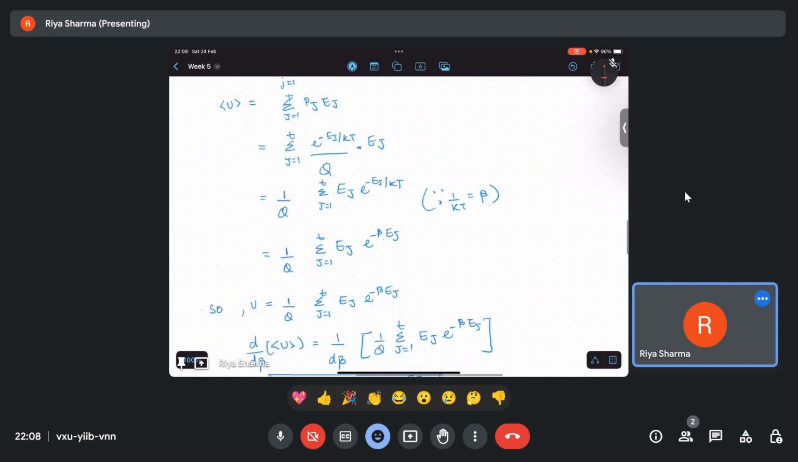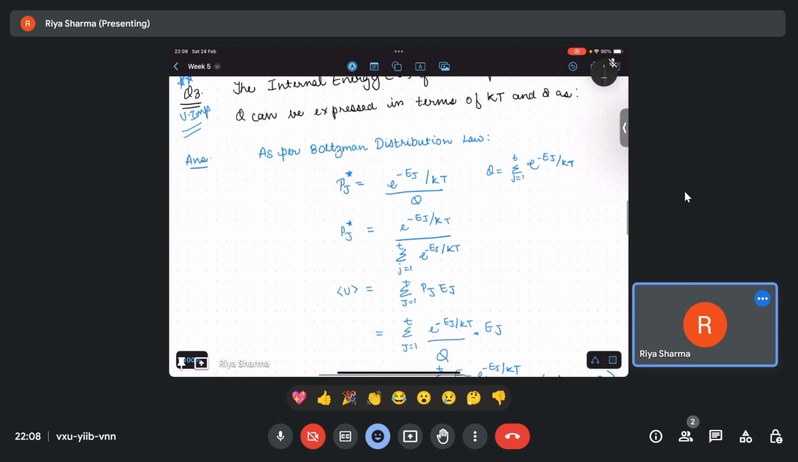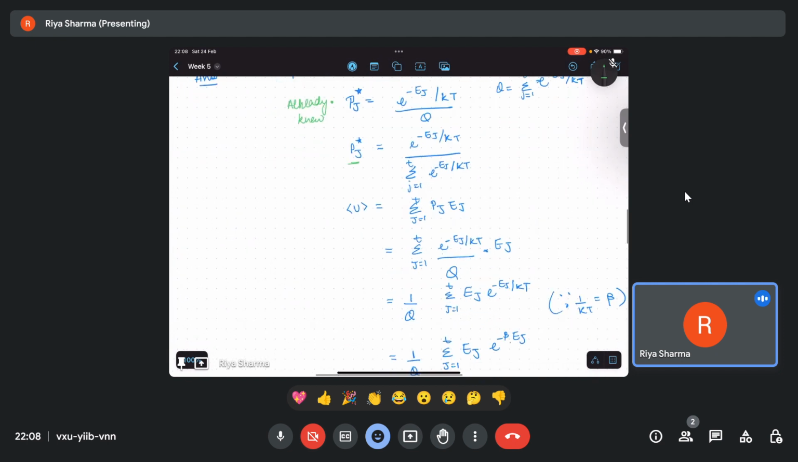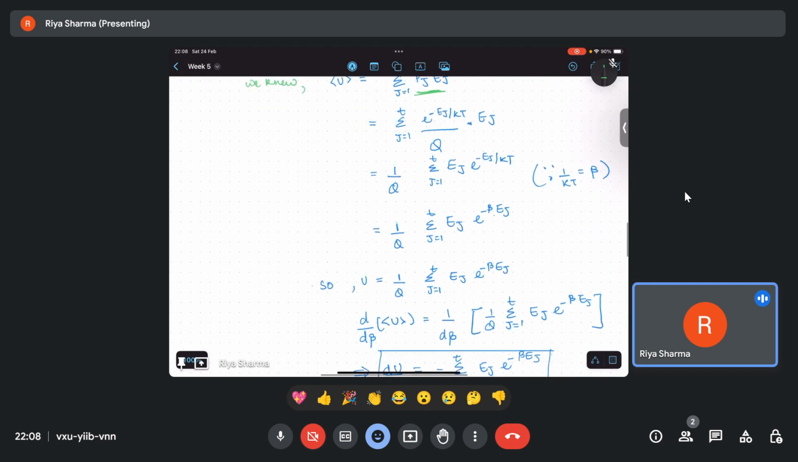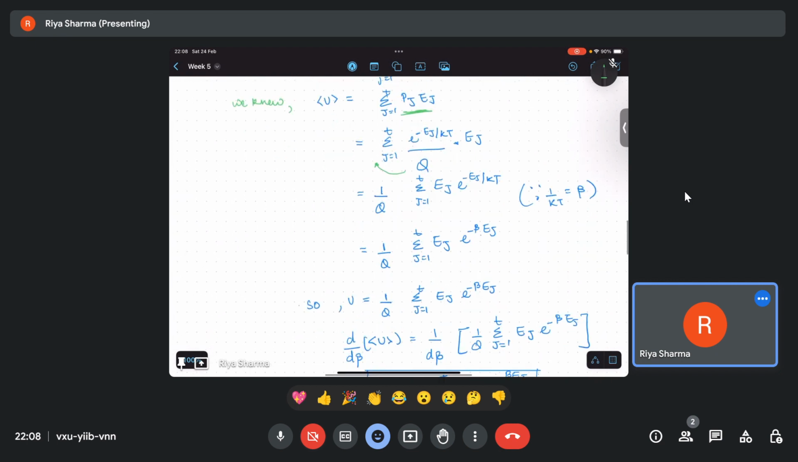What we did, I'll take a good pen and scribe it. We already knew P_j, and we went to describe what P_j is by expanding it with Q, and we already knew that U average is equal to the sum of P_j E_j. So in this, we did not open it, we left the Q out and let Q come out.